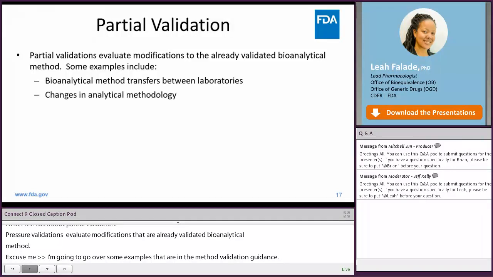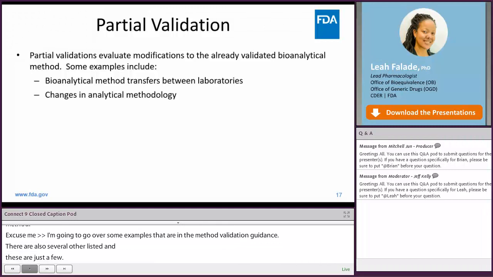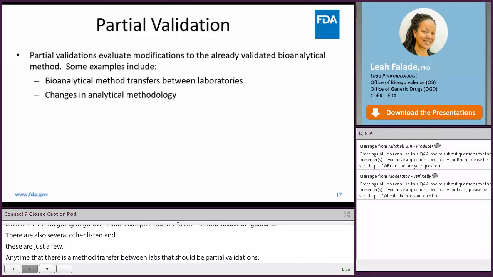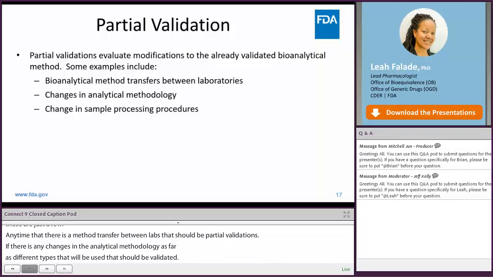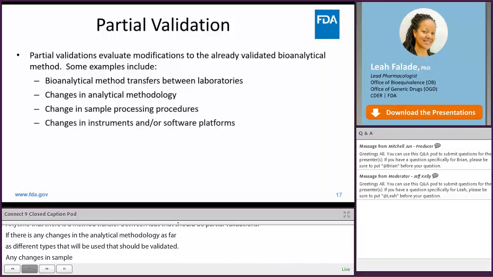If there are any changes in the analytical methodology, as far as a different type of mass spec is going to be used, that should be validated. Any changes in sample processing procedures, so if you're switching from liquid-liquid extraction to solid phase extraction, that's one example. There should be a partial method validation for that. Any changes in instruments and or software platforms that you'll be using to integrate the chromatograms, that should be validated.